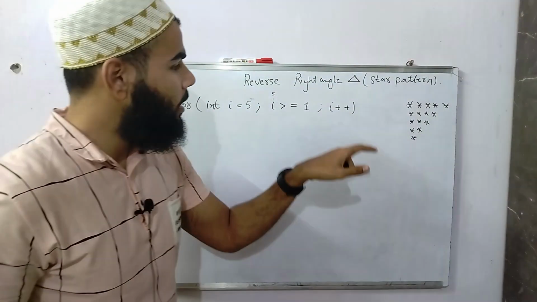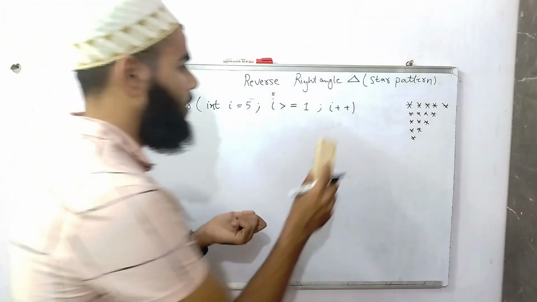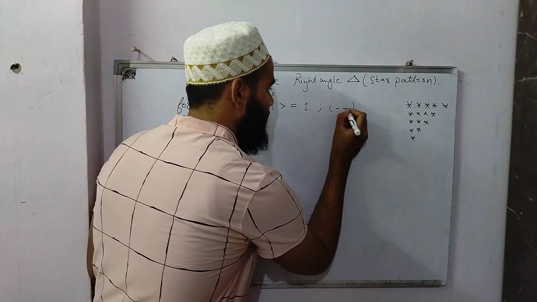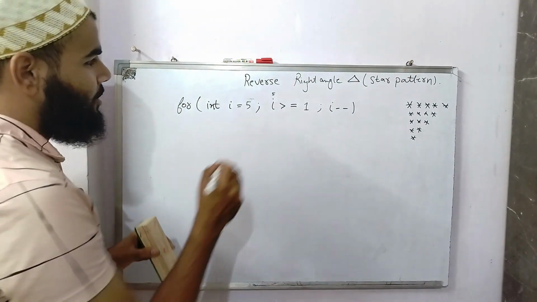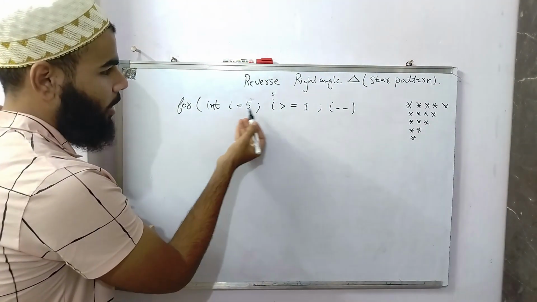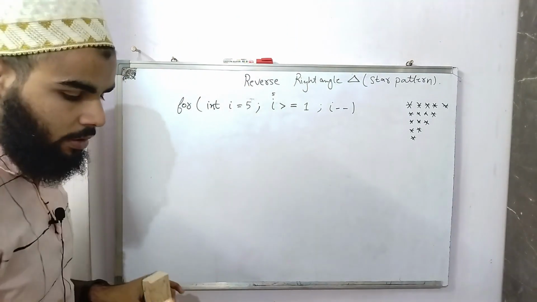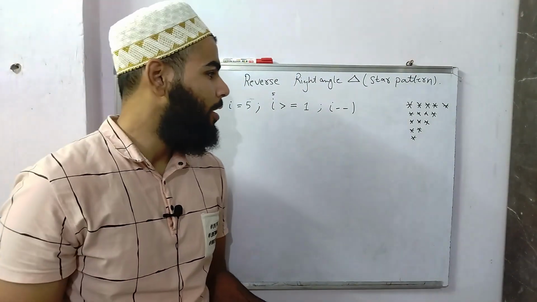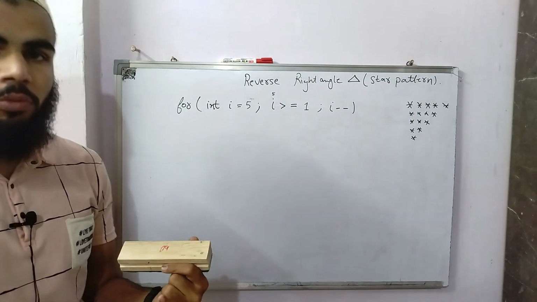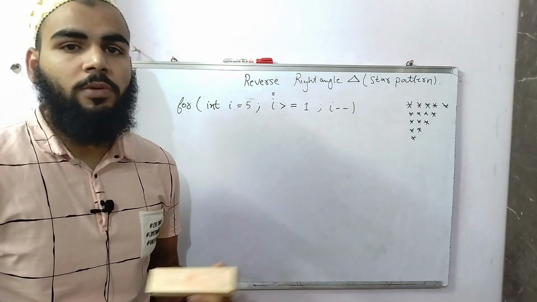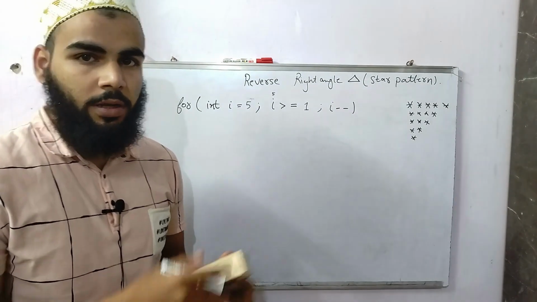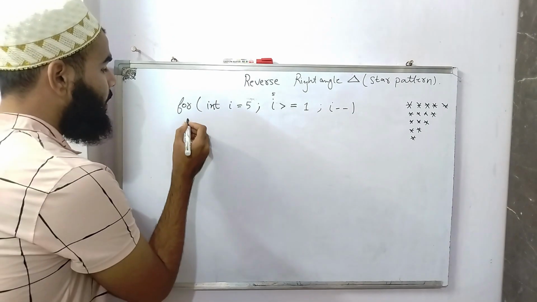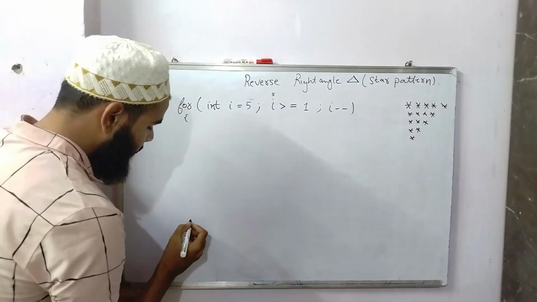Now instead of incrementing, we will decrement, right? So instead of writing plus plus, I will write minus minus. That's it. So this will decrement. Right now i is 5, so if it is decremented by 1, what will it become? Exactly, it will become 4, then 4 will become 3, 3 will become 2, 2 will become 1. Likewise, this loop will run 5 times, but in reverse order, from 5 to 1.